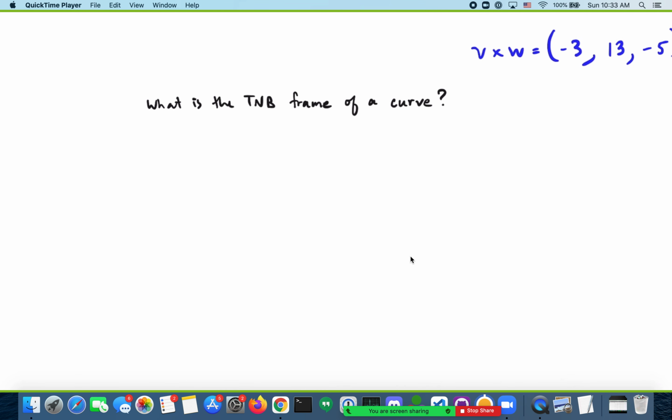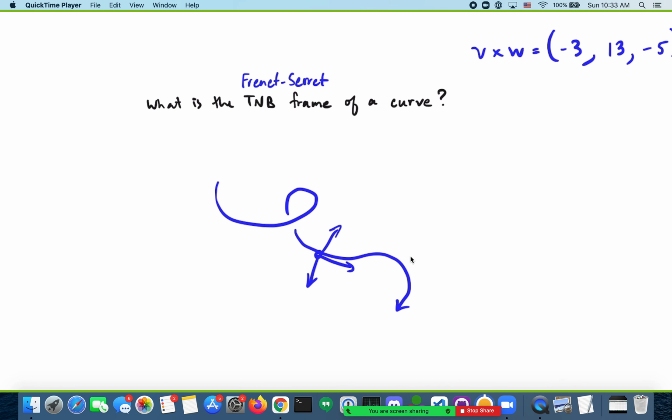What is the TNB frame of a curve? This is also called the Frenet-Serret frame of a curve. So we have some curve, let's say in space. What's its TNB frame? Turns out it'll be like a little vector there, a little vector there, and a little vector there that's orthogonal. They're all mutually orthogonal. It's a little coordinate system that moves around with you as you're on this curve.